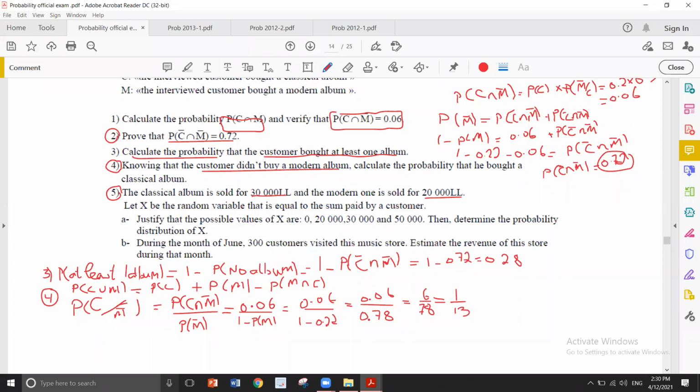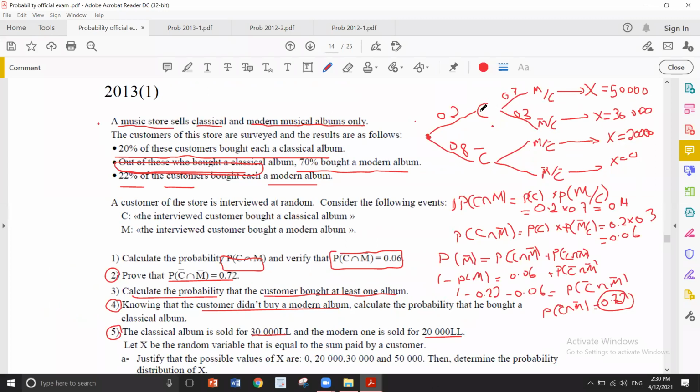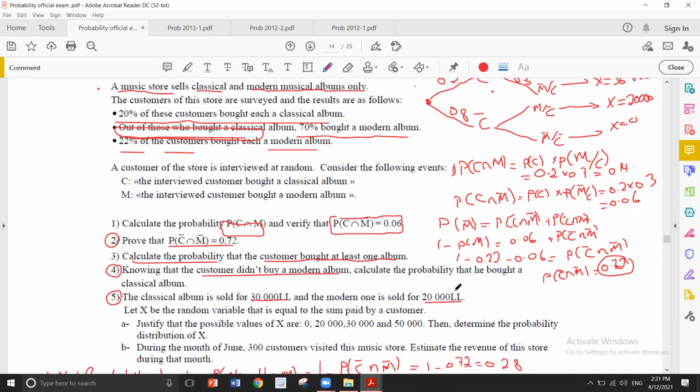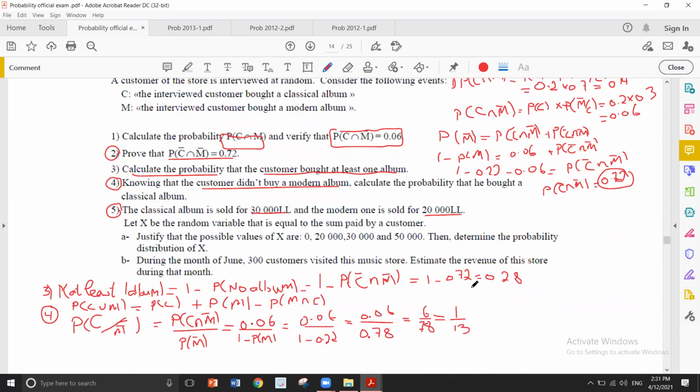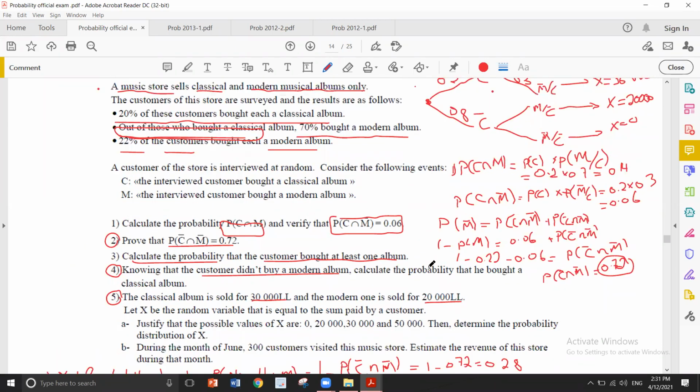Okay. Now we said the classical album is sold for 30,000 and the modern for 20,000, and X is the amount paid by a customer. So the first branch, the customer bought classical and modern: 50,000. Second, classical and not modern: 30,000. Not classical but modern, X equals 20,000. Here not classical and not modern, X equals 0. Determine the probability distribution of X. I have to calculate 4 probabilities.